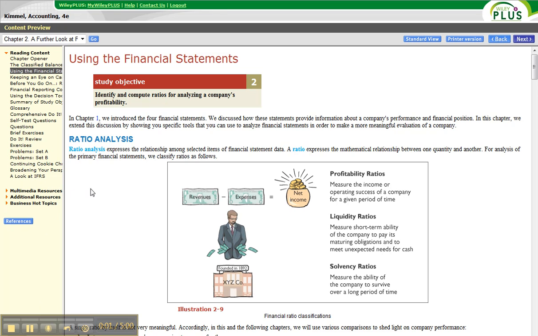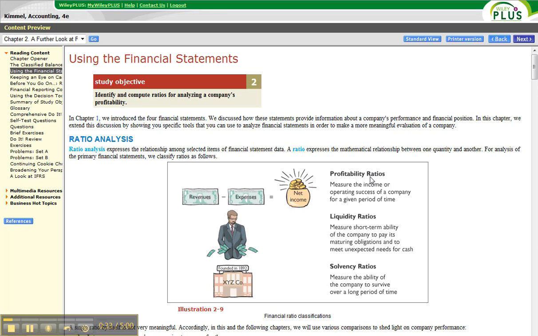Study Objective 2 talks about ways in which we can use the financial statement information, or analyze the information that is shown to us in the financial statements. A lot of times we do this through something called ratio analysis. We calculate certain measures and we determine if the resulting answer is a good indicator or a negative indicator. And so we'll look at three different kinds of ratios: profitability, liquidity, and solvency.